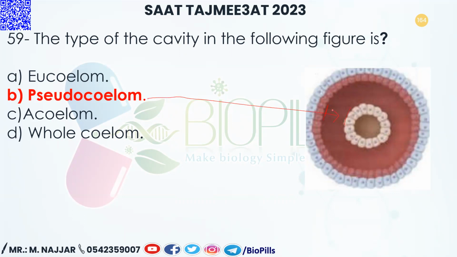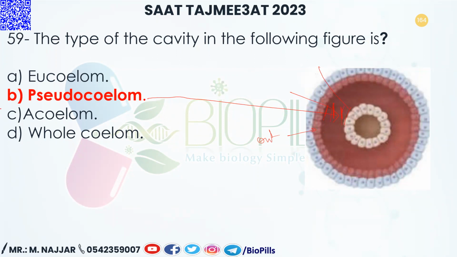Why is it not eu? Why is it not acoelomate? Because there is a cavity here. Why is it not eu? Because it is only covered from outside by the mesoderm. It should be covered from outside and inside by mesoderm. Here is mesoderm and here is mesoderm, and in this case it will be known as eucoelomate.